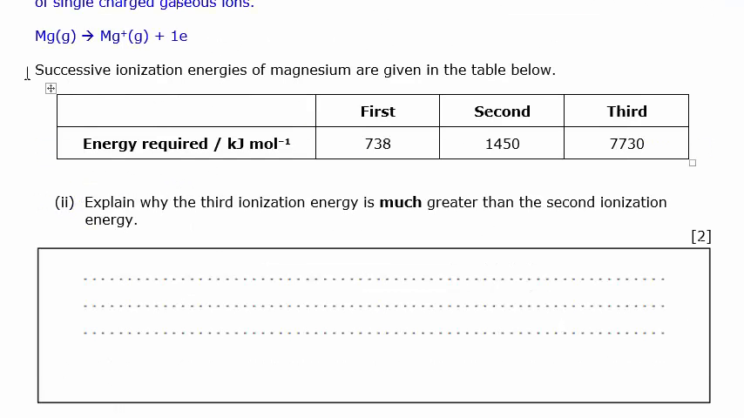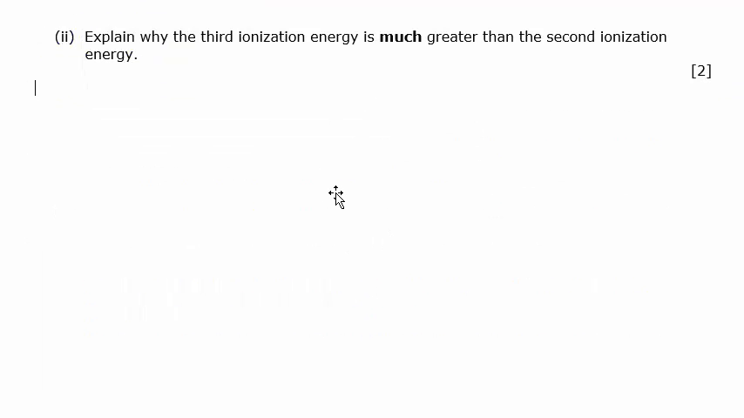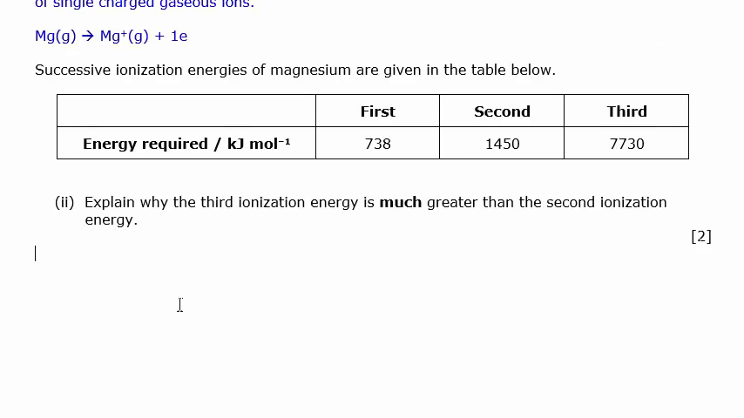Then they were given some successive ionization energies of magnesium, so that's one after the other, first, second, third. Explain why the third ionization energy is much greater than the second ionization energy. Well, we're stripping electrons away from magnesium. Magnesium has a simple electronic configuration, 2 electrons in the first shell, 8 in the second shell, 2 in the third shell. So removing 3 electrons, the first 2 electrons are removed from the outer shell.